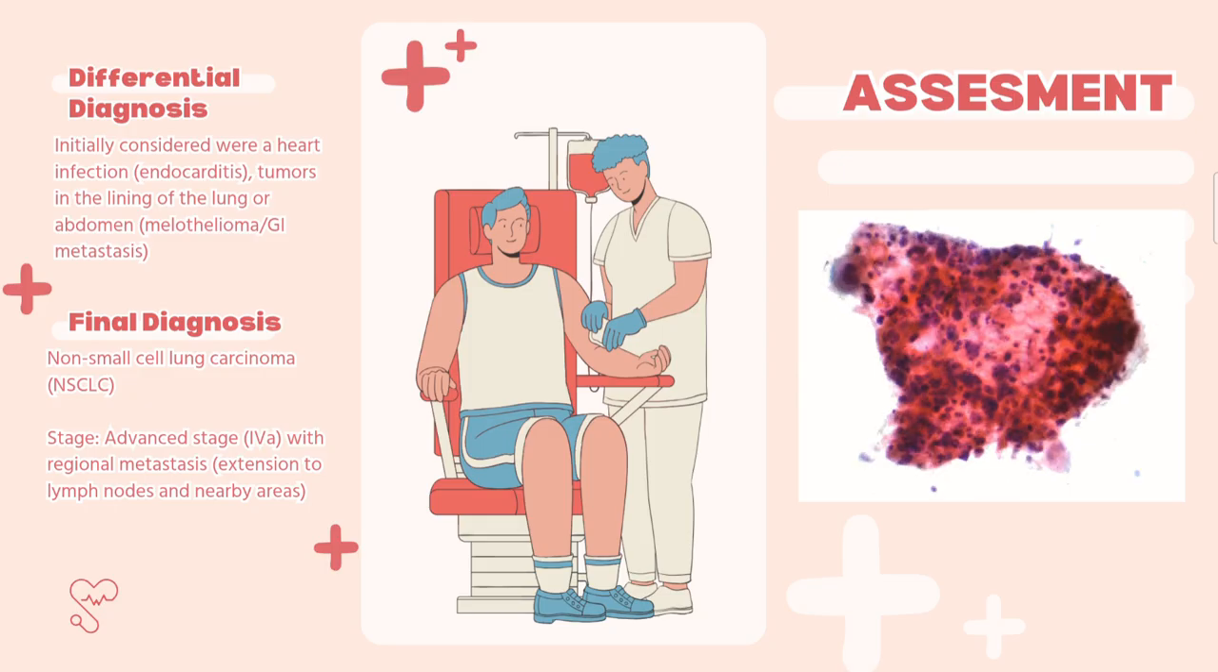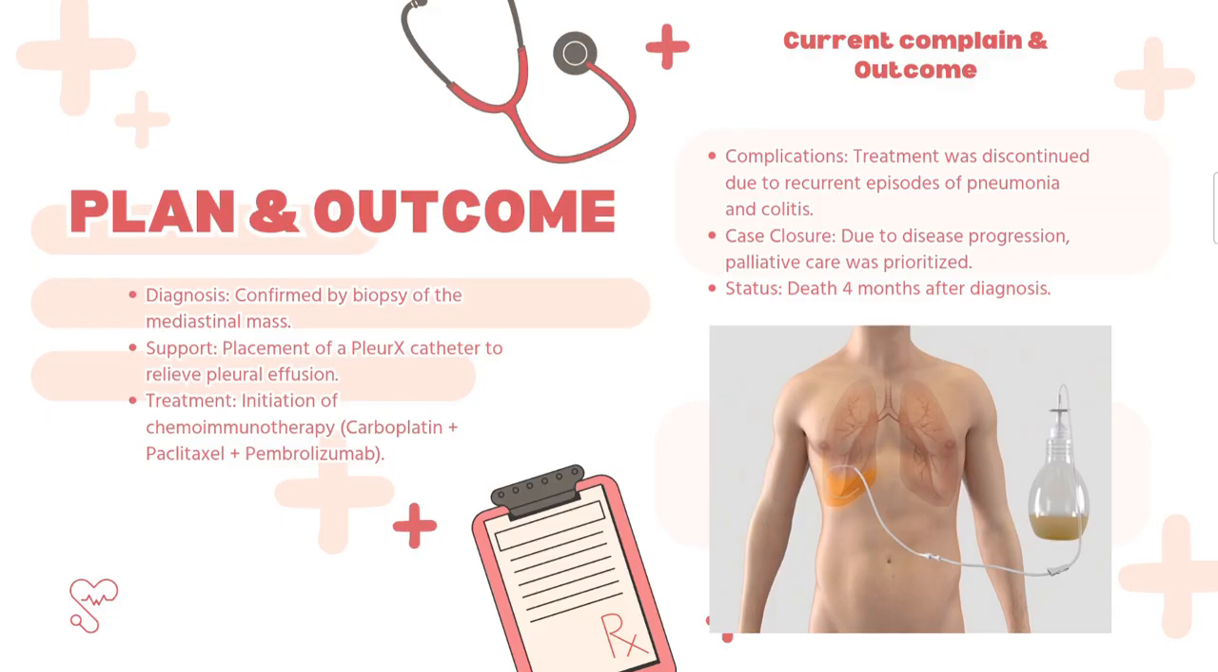The assessment ruled out endocarditis and infections. The biopsy confirmed stage 4 non-small cell lung carcinoma. The treatment plan included placement of a PleurX catheter for the infusion. Chemotherapy and immunotherapy were also initiated. Unfortunately, the outcome indicates that the patient experienced recurrent infectious complications and died 4 months after the diagnosis.